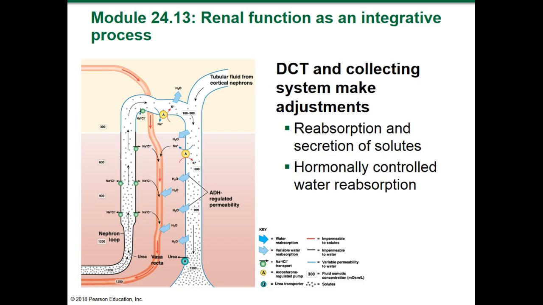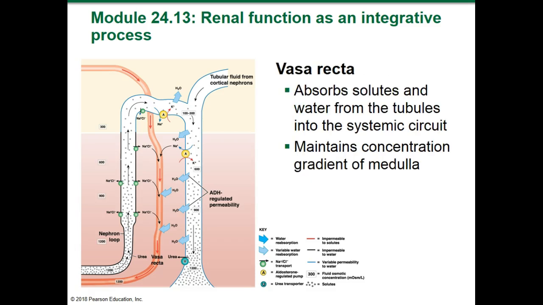At the distal convoluted tubule and collecting system, they make certain adjustments, so you have reabsorption and secretion of solutes. And this is hormonally controlled water reabsorption. Remember, I told you the distal convoluted tubule and the collecting duct is where ADH and aldosterone have their impact. Okay, the vasa recta: this is the capillary network around the juxtamedullary nephrons. It absorbs solutes and water from the tubules into the systemic circuit, and it maintains a concentration gradient in the medulla.